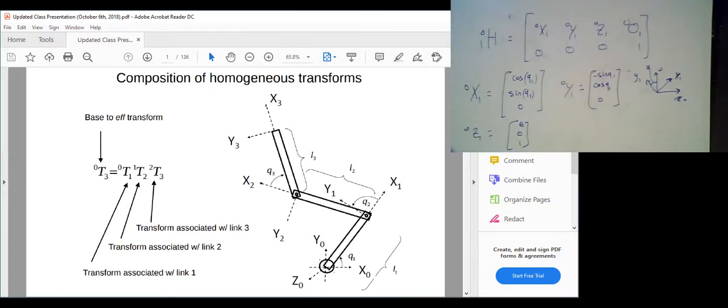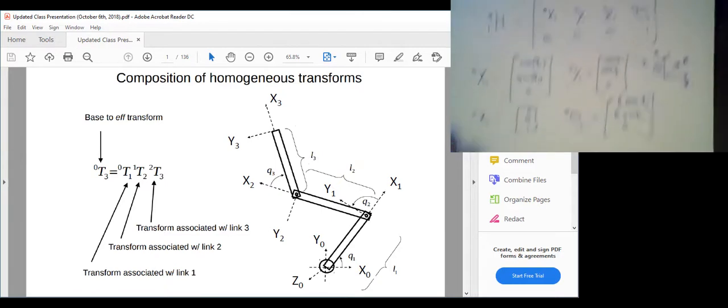Now the last thing is we want to know O10, right? O10 is the vector from the origin of the base frame to the origin of the second frame, right? So how do you express point O1 in frame 0? It's going to be L1 cosine Q1, and then the y component is going to be L1 sine Q1, and then the z component is going to be 0, right?